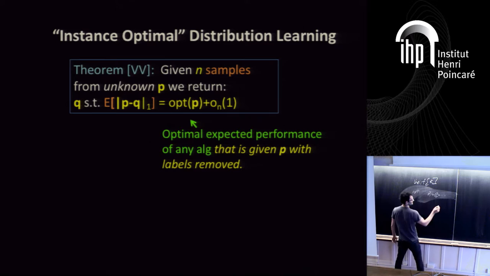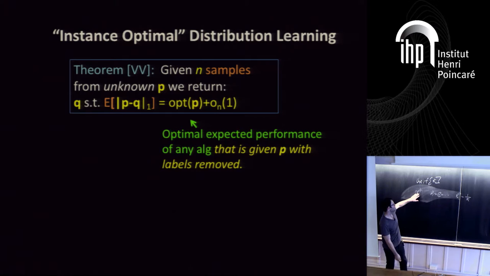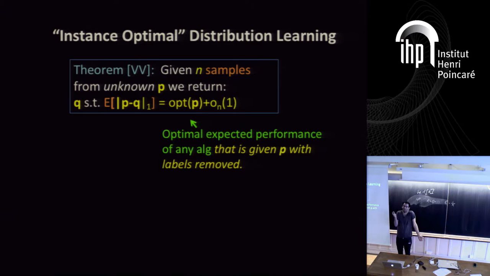You know, 1/K. It knows that there are K things, and all of them have probability 1/K. It just doesn't know what the labels are. So what does the algorithm corresponding to opt do? Well, every time it sees a new domain element, it says, aha, there's some domain element with this label, and it occurs with probability 1/K. But the domain elements it hasn't seen, it doesn't know what the labels are. It can't estimate that.